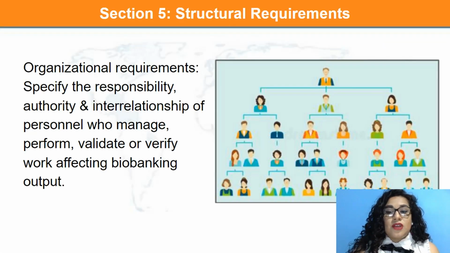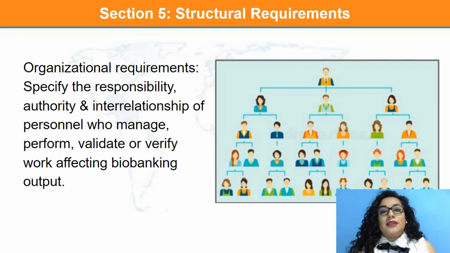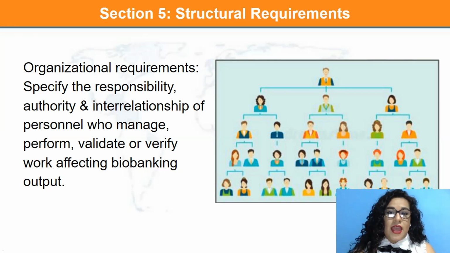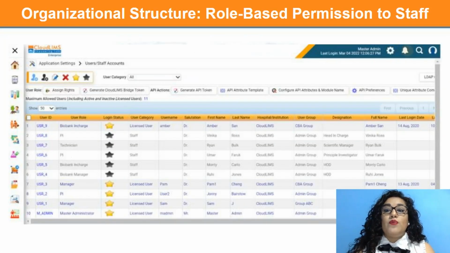Well, let's talk about Section 5. Section 5 is about structural and organizational requirements. This is all about the staff and how they fit together in a biobank. It has several procedures to assure the staff competence. The biobank should specify the responsibility, authority, and interrelationship of the personnel who manage, perform, validate, or verify work affected by a banking output. So the staff with a LIMS can be granted or revoked access to activities or information based on the role in the organization hierarchy.